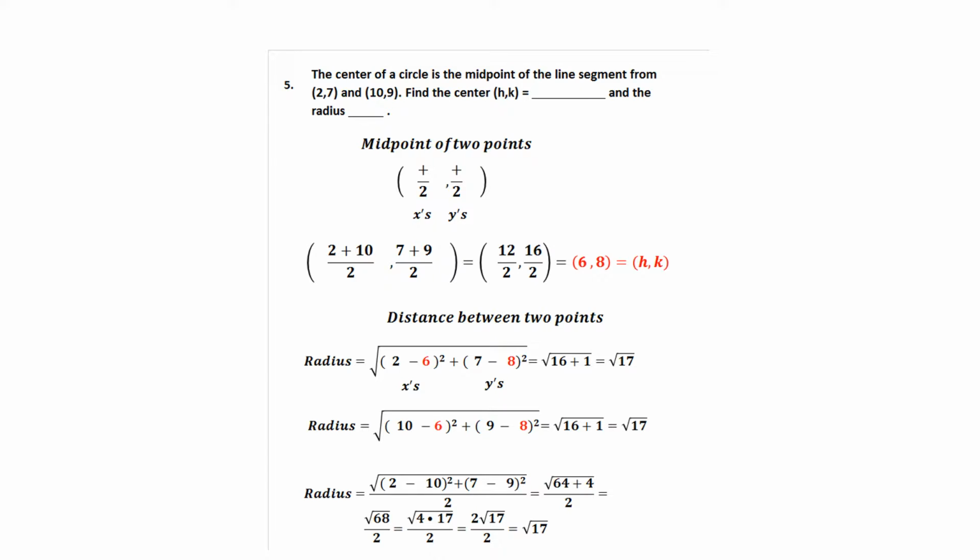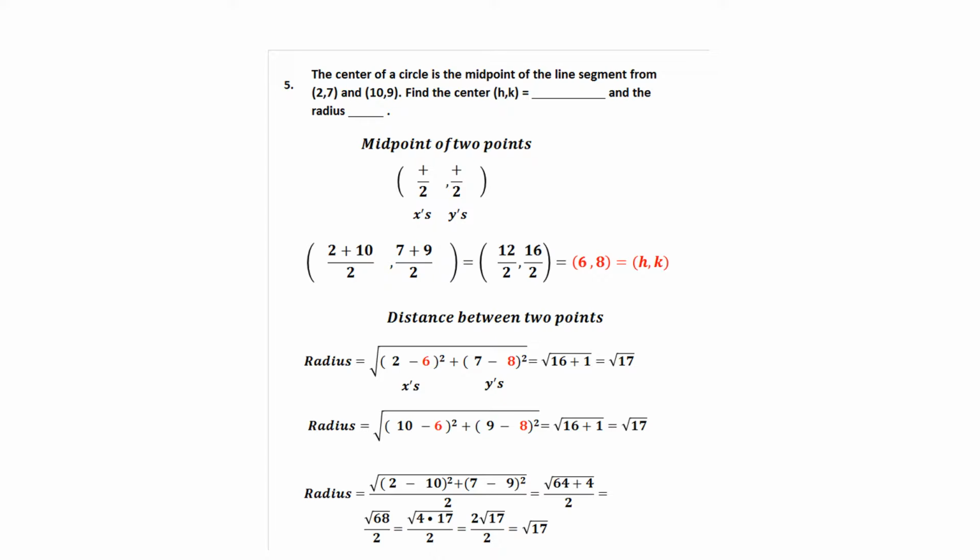Here we have a problem. The center of a circle is the midpoint of the line segment from (2, 7) and (10, 9). So those 2 points will be on the circle. And then it says find the center and the radius. The center would be the midpoint. The midpoint formula is you add the x's and divide by 2, and you add the y's and divide by 2. So we have (2 plus 10) over 2 and (7 plus 9) over 2. That's 12 over 2 and 16 over 2, which is (6, 8). And that's our center (h, k).